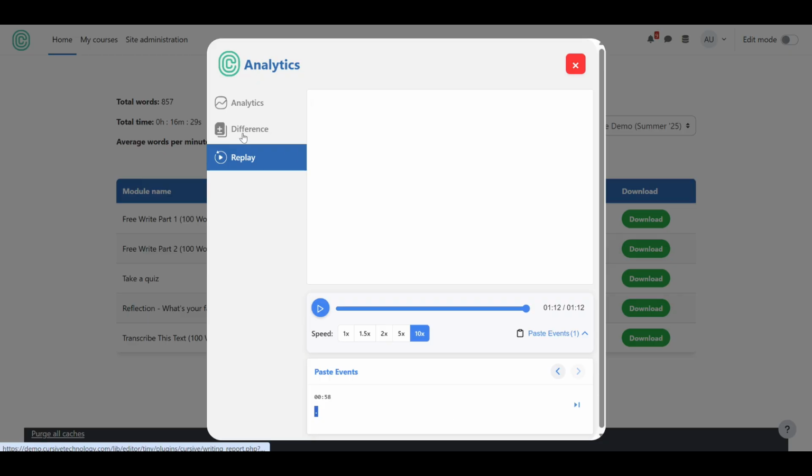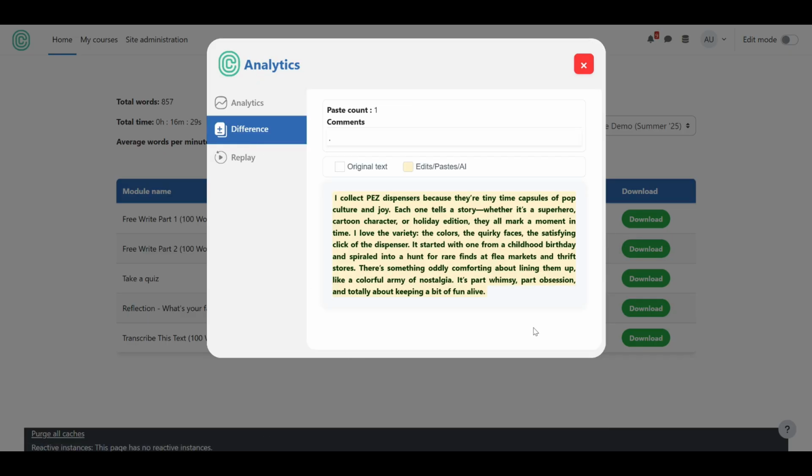If we take a look now at the actual submission, we're seeing that essentially all of the submission is unattributed, right? It's either a paste or generative AI, and in this case, it was a paste. We can see that the student did try to leave a comment, but in a sense, there's not enough information for us to really evaluate whether the student was the author of this work.